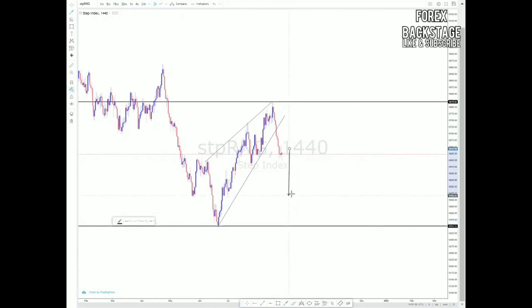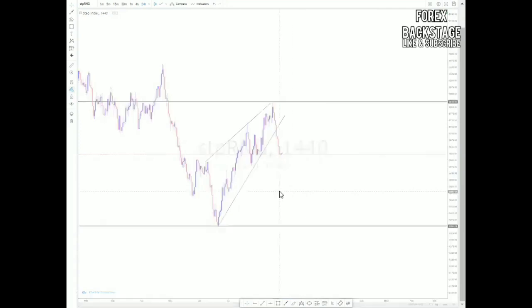Remember that we don't control the market. That is why we have something called possibilities and probabilities. So yeah, we don't control the market. We just have to take what the market gives us. And then let's go to our 4-hour time frame.